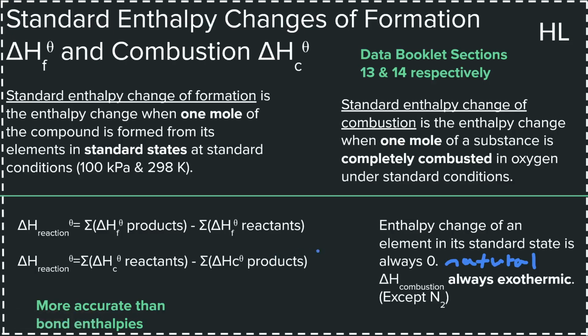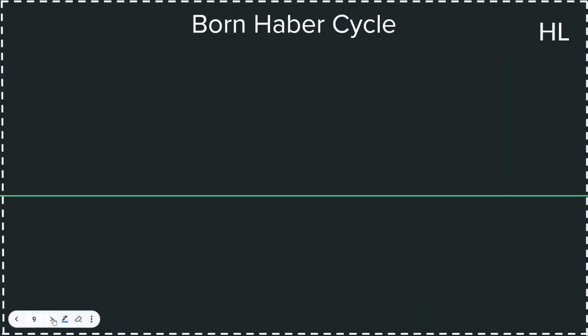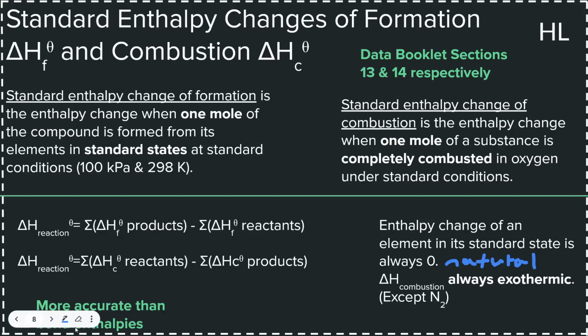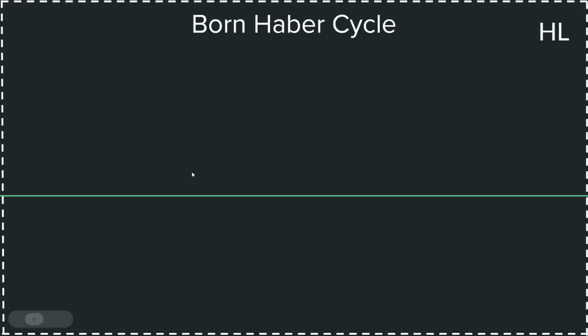All right. Now, delta H of combustion: something you need to know for this is that it's always exothermic, except for dinitrogen gas. Its bonds are way too strong for it to be exothermic. I don't think you'll see that on your exam, but just in case, know that delta H of combustion is always exothermic, except for N2. Okay, I want to make sure I didn't miss anything.